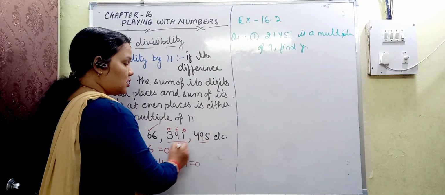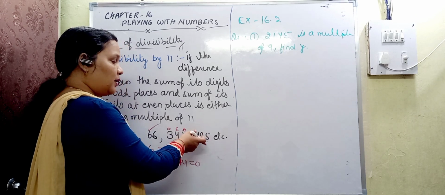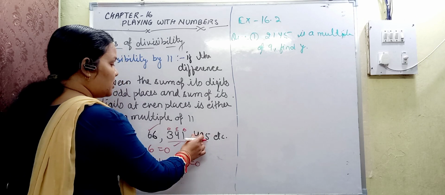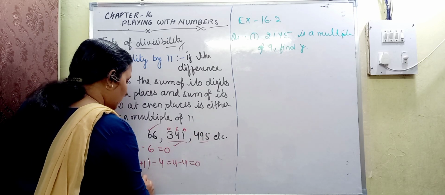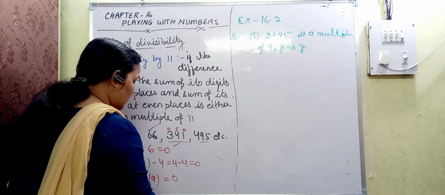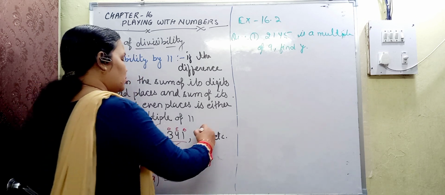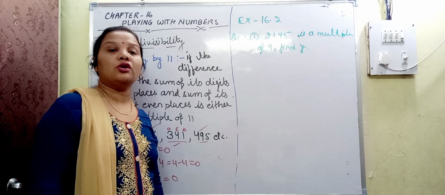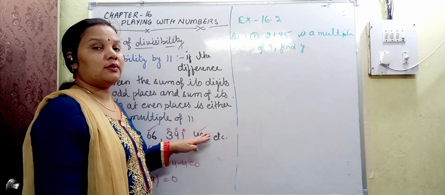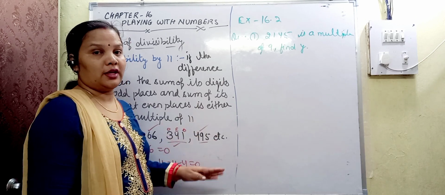Now I am taking this third example. Again here, the number in the even place is 9 and the odd places are 4 plus 5, which is also 9. So find the difference between them. Then it will also give you 0. 9 minus 9 becomes 0. So 495 is also divisible by 11. So like this you have to find the divisibility by 11 of any number.